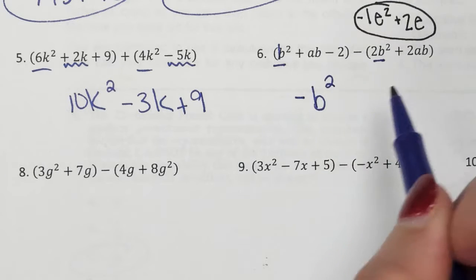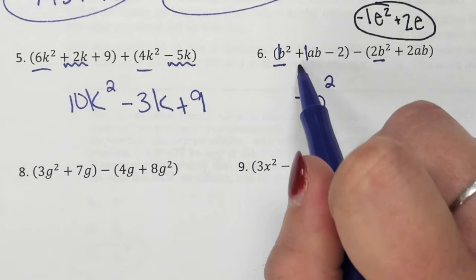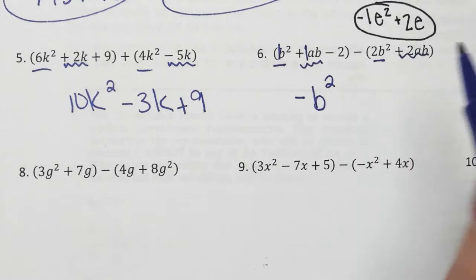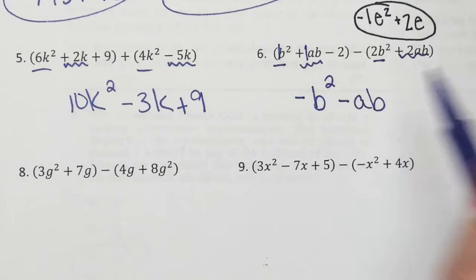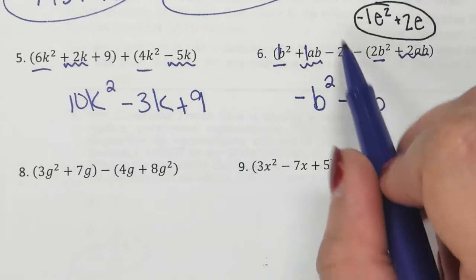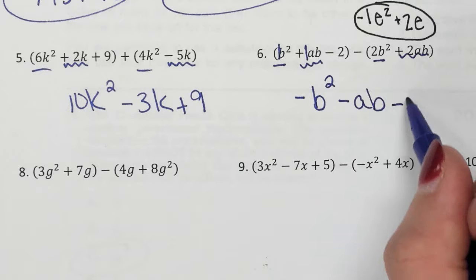All right, what else do you have? So you got a, b, and 2ab. Minus 2ab is how much? Negative ab. Very good. And then what do I do with this one right here? You bring it down. There you go.